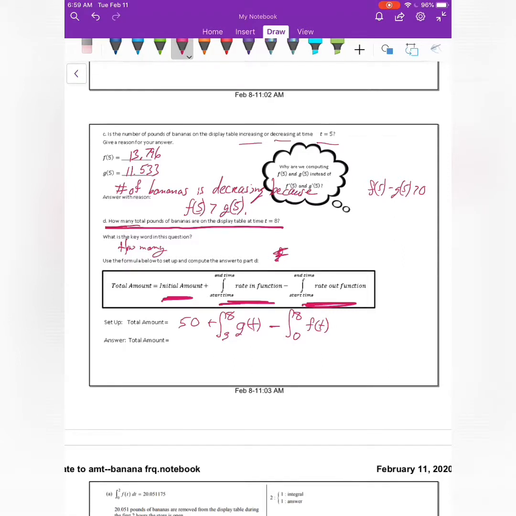At this point, you would actually have to plug these into your calculator, which is a lot of calculator work. And again, if you don't know how to do a definite integral in your calculator yet, you can hold off with that. That's the majority of the points anyway. But if you did plug it in, you would have 23.347, and this would be in pounds, because if you integrate pounds per hour, you just get pounds. So we had 50 pounds. You integrated this pounds per hour and this pounds per hour, and so you're going to get pounds. So 50 plus some pounds minus some pounds, and you end up with this. So that's the total amount of bananas on the table at time 8.